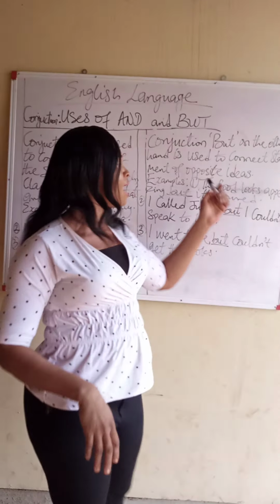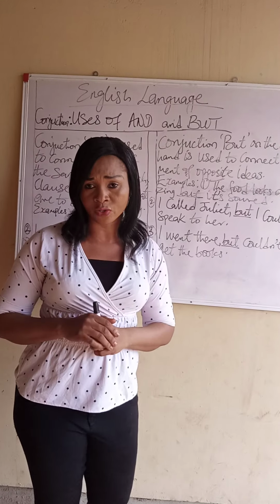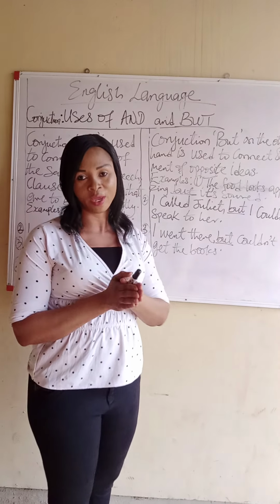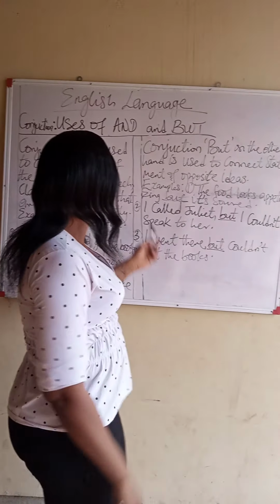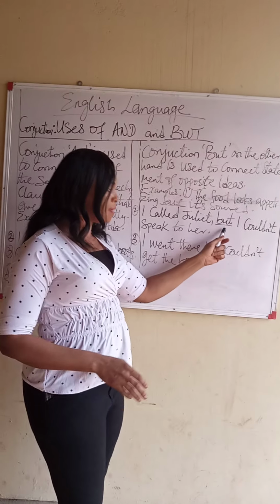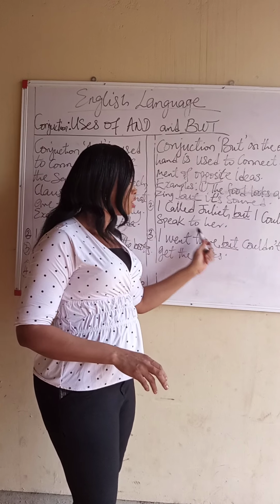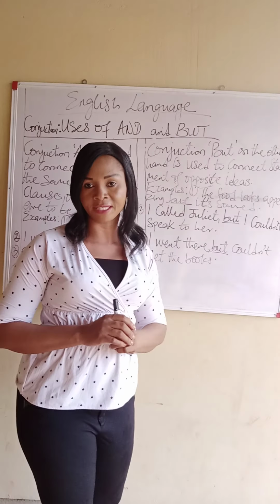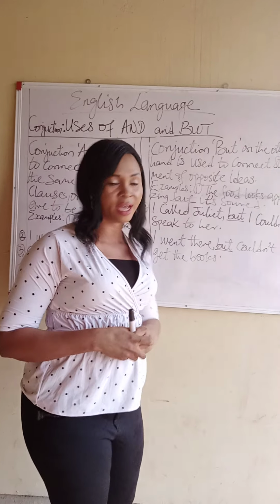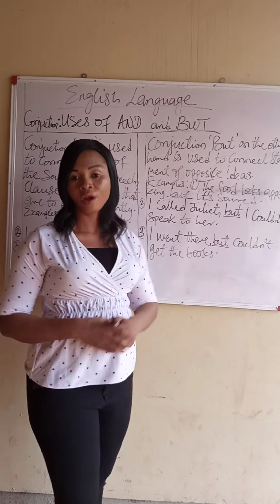Another usage of "but" is whenever we have one positive clause and one negative clause, we use "but" to join them together. All right, we have an example. I called Juliet. That is a positive statement. But I couldn't speak to her. I couldn't speak to her is a negative statement. That is why we use "but" to join them together. So we say, I called Juliet, but I couldn't speak to her.